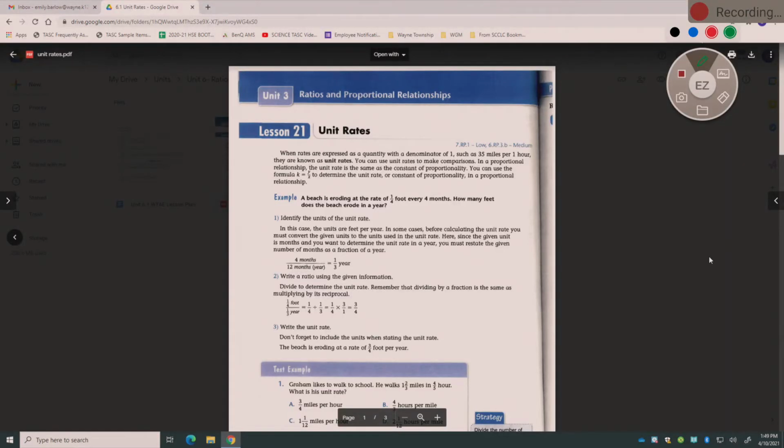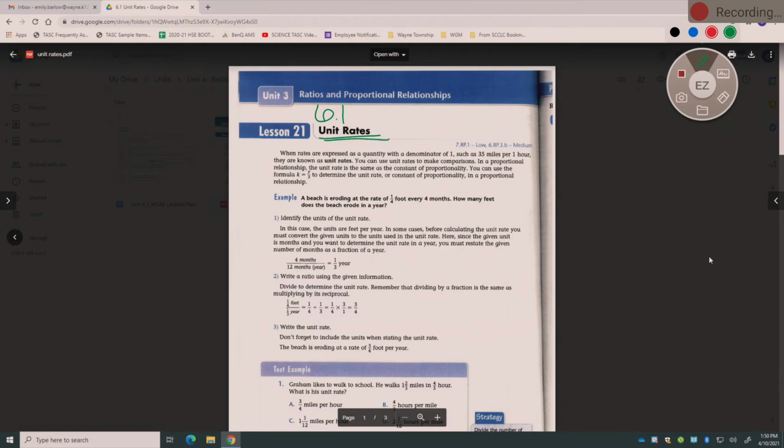So we are doing unit rates today as our lesson, and it says lesson 21 on here, but actually if you look on your calendar, we're going to be calling this lesson 6.1. So 6.1, unit rates.